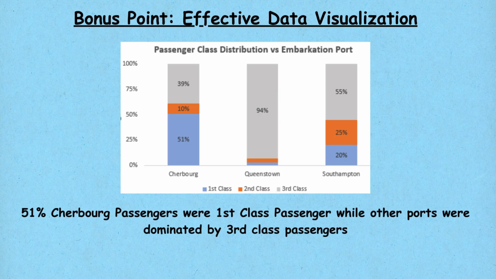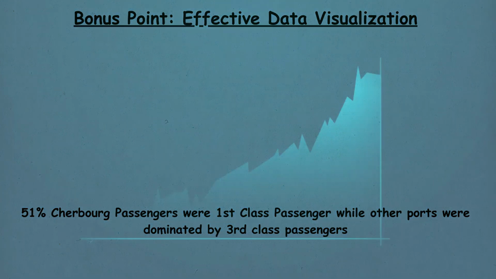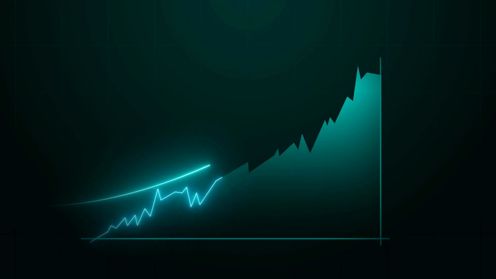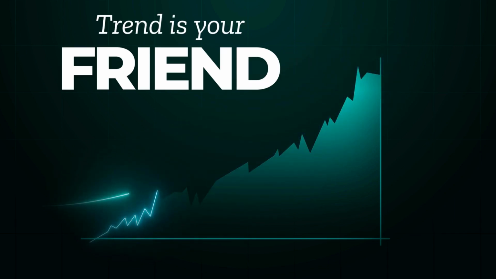The bar chart reveals that 51% of Cherbourg passengers were first class, while Queenstown and Southampton had mostly third-class passengers. The key takeaway? Future sea transportation must ensure equal lifeboat access for all passenger classes. So that's exactly how central tendency measures help clarify data patterns or trends, as trend is indeed our friend.